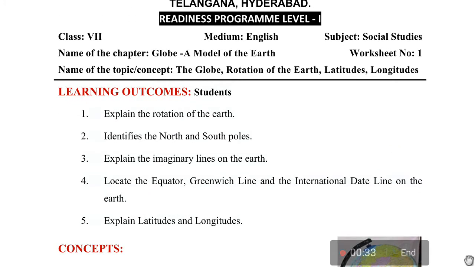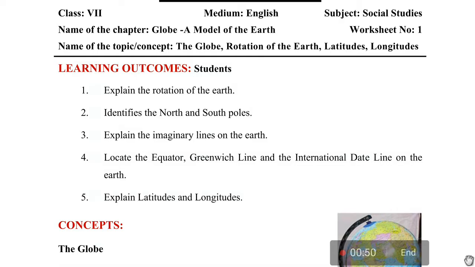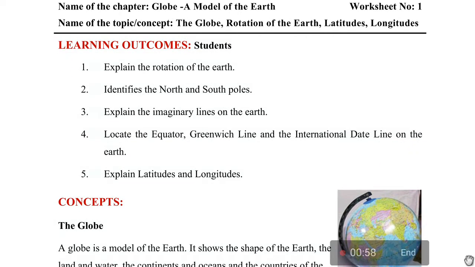After this, students are going to learn to explain the rotation of the earth, identify the north and south poles, explain the imaginary lines on the globe, locate the equator, Greenwich line and international date line on the earth, and latitudes and longitudes. These are the learning outcomes for students in this chapter.